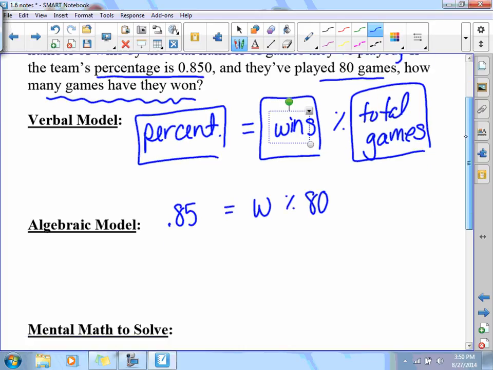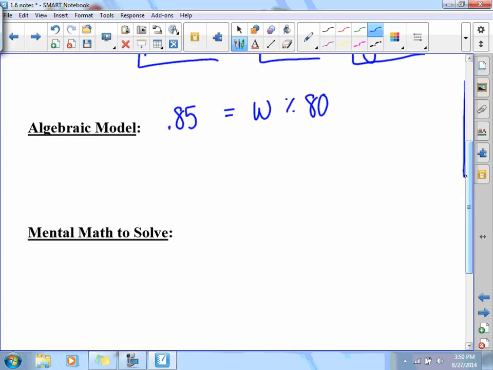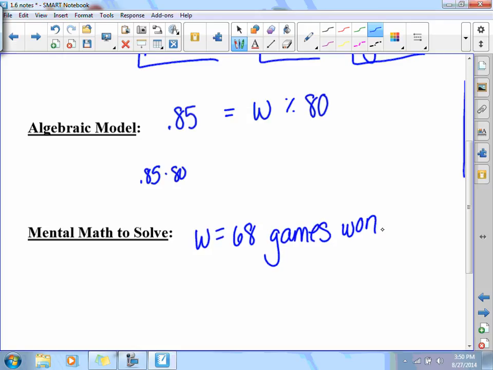So now to solve this, I don't really want to guess, gee, what number do I have to divide by 80 to get 0.85? Whatever number that was, when I divided it by 80, I got 0.85. So what I'm going to do is take 0.85 and multiply it by 80 to get my number of wins. And that will get me 68 games. So if you wanted to write your answer as a complete sentence, you would say the baseball team won 68 games.